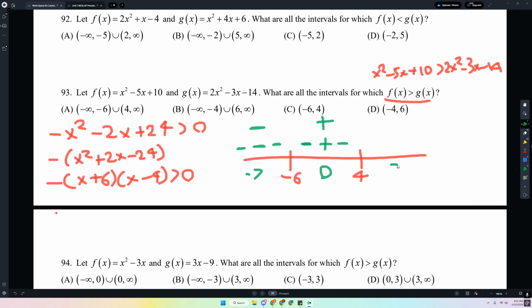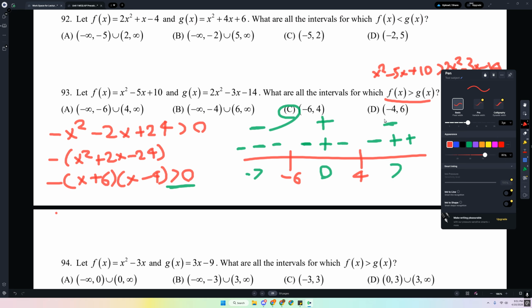And then we're going to try like 7, and then that would be negative, positive, positive, which would be negative. And that lines up. We're looking for where it's greater than 0, so that's C. And that's your answer. My apologies for the little mix-up.